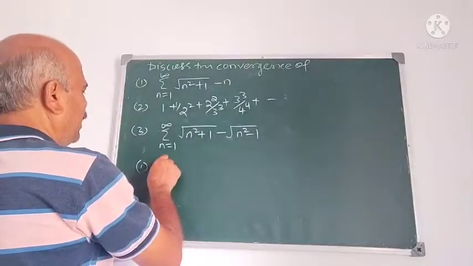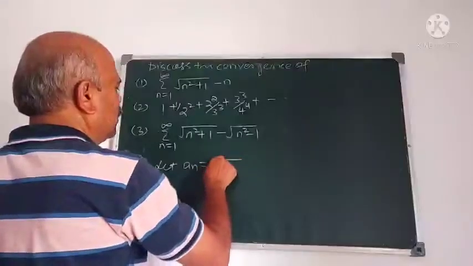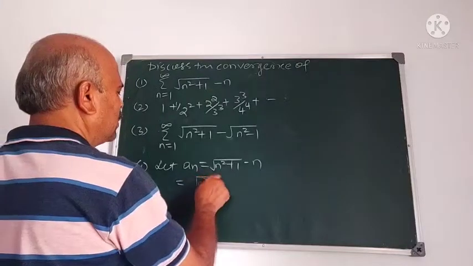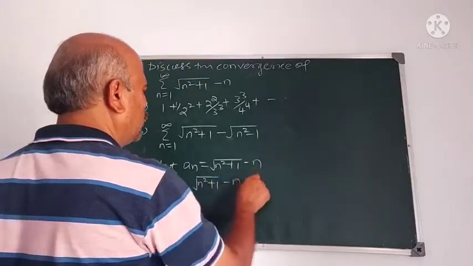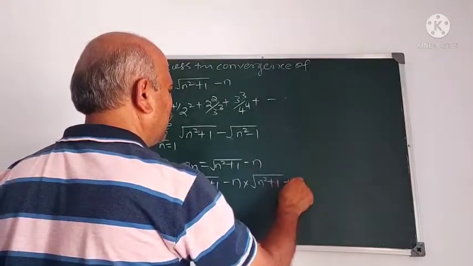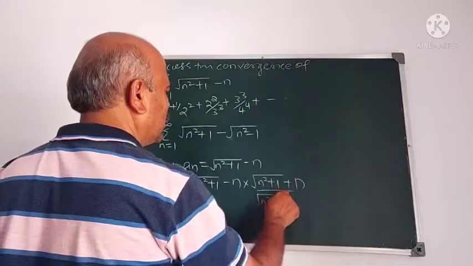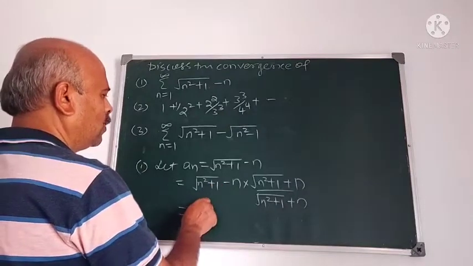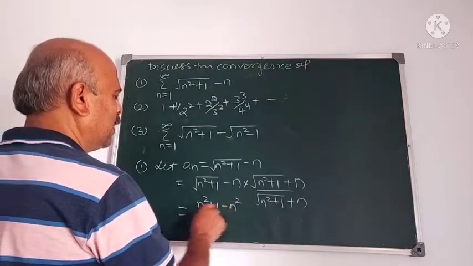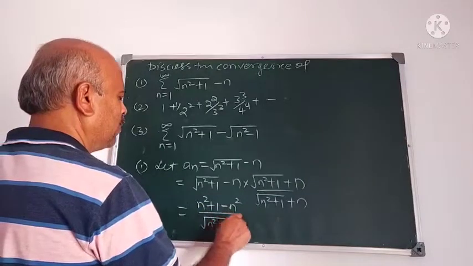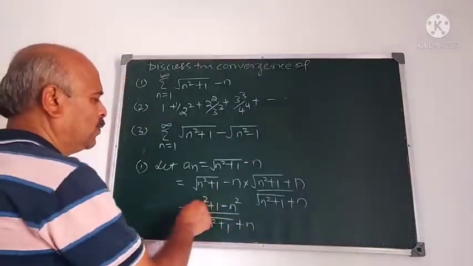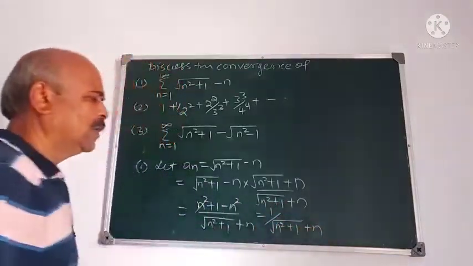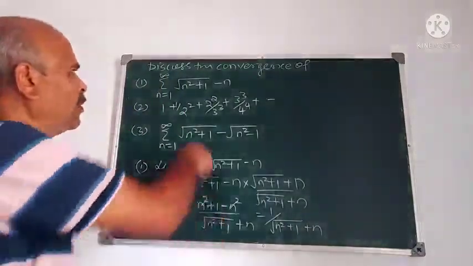First one, let An be root of n square plus 1 minus n. Multiply and divide by the conjugate of this, root of n square plus 1 plus n. It is therefore n square plus 1 minus n square upon square root of n square plus 1 plus n. Therefore it is 1 upon root of n square plus 1 plus n. What is this? An, the nth term of the given series.